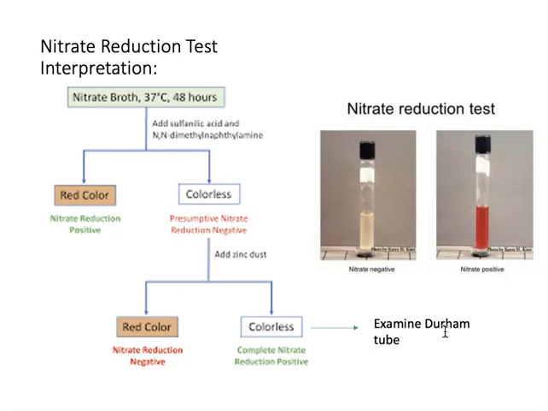oxide. Positive test result. In this image on the right side, you can see what nitrate reduction broth looks like before it gets inoculated. This is what we mean by colorless. And this is that red color that we look for.